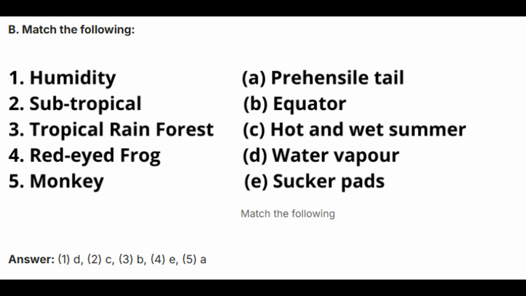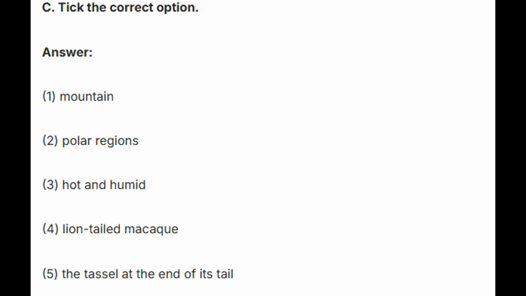Answer: 1. D. Second, C. Third, B. 4. E. Fifth, A. C. Tick the correct option.